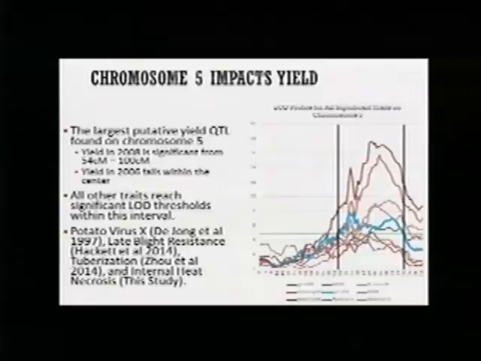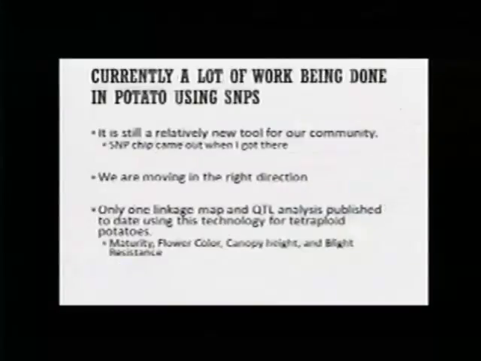So plus all these agronomic traits that we found, dry matter, maturity, yield, 2 yield hits, there's definitely a hot spot going on here on chromosome 5 that would be of interest in the future. So there's still a lot of work to be done with these agronomic traits. This is still a relatively new tool for our community. The SNP chip just came out when I got there. It was just developed. We're moving in the right direction.